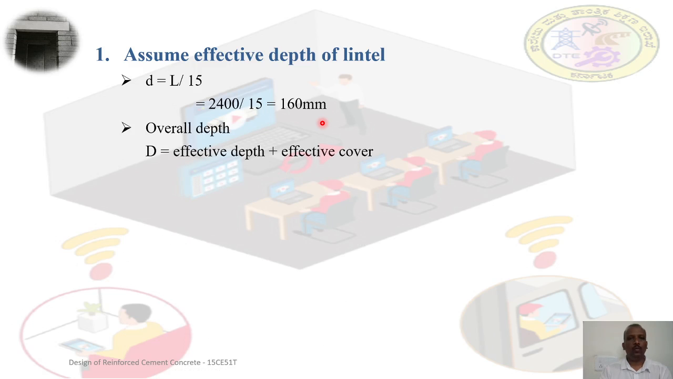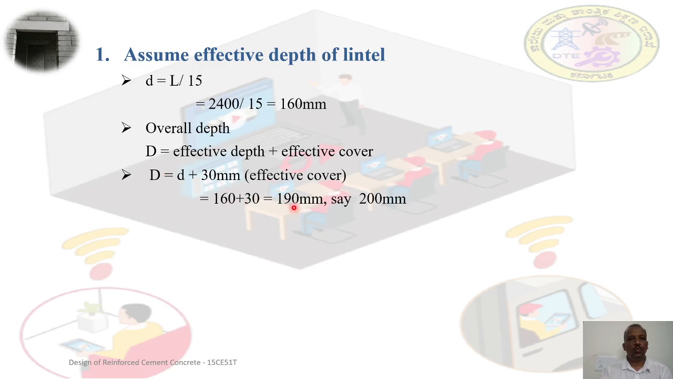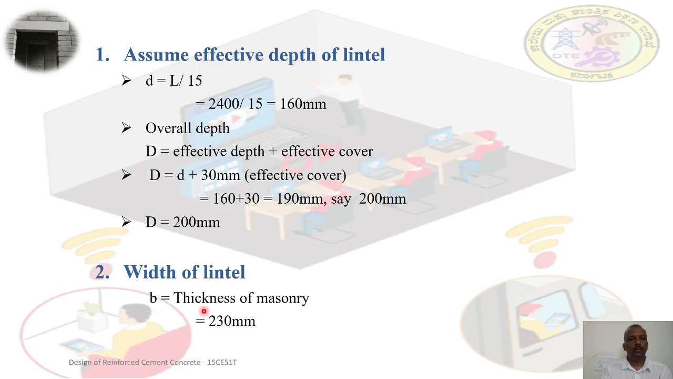We need to calculate the overall depth. To calculate the overall depth, capital D, it is the effective depth plus effective cover. In this problem, I am taking d as 160 and effective cover as 30 mm. Effective cover is nothing but nominal cover plus half of the diameter of the main reinforcement. So totally the overall depth is 190 mm, so say 200 mm. Therefore, overall depth is equal to 200 mm. Then the width of the lintel is equal to the width of the wall, that is, the thickness of the masonry, equal to 230 mm.